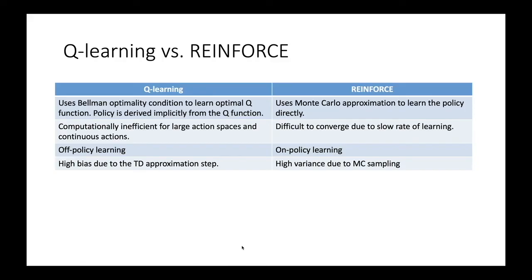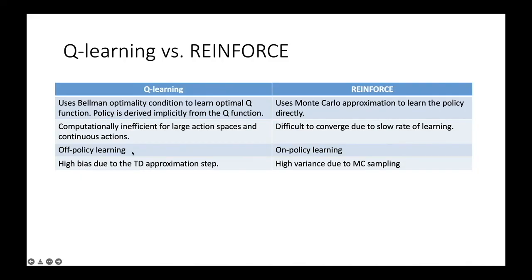Now, if your action space is large and potentially continuous, then it becomes difficult for Q-learning, because you have to compute an argmax over the value function to arrive at the optimal action. Whereas in reinforce, or in policy-based methods, since you are learning the policy directly, even if your action space is continuous, you can still calculate the gradient with respect to the action as well.